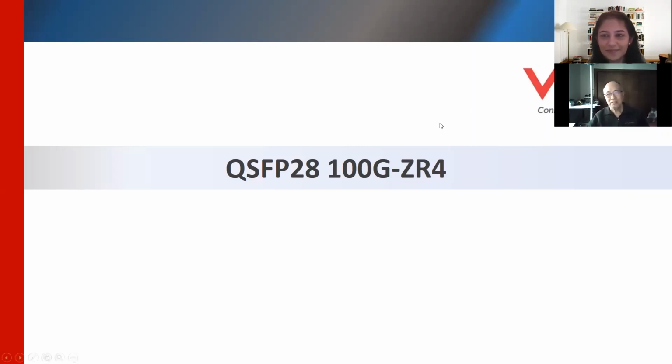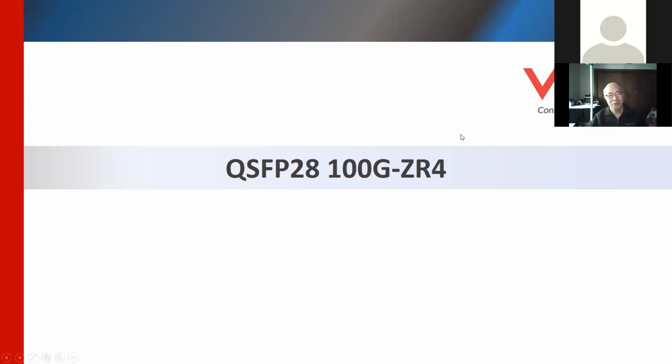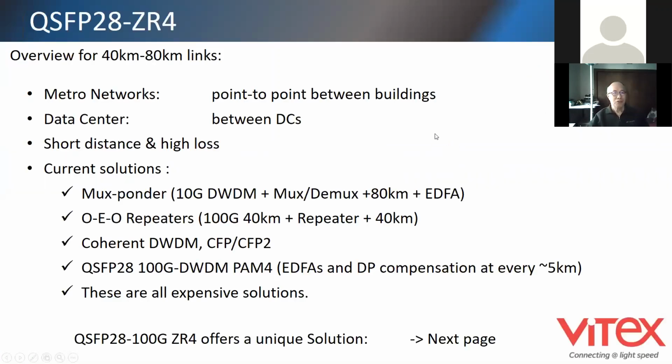Hello, everyone. Welcome to the webinar. Today, the topic for the webinar is QSFP28 100G-ZR4. So nowadays, for links between 40 kilometers and 80 kilometers, the application is point-to-point between buildings and/or between data centers, and/or very short distance and a very high loss.